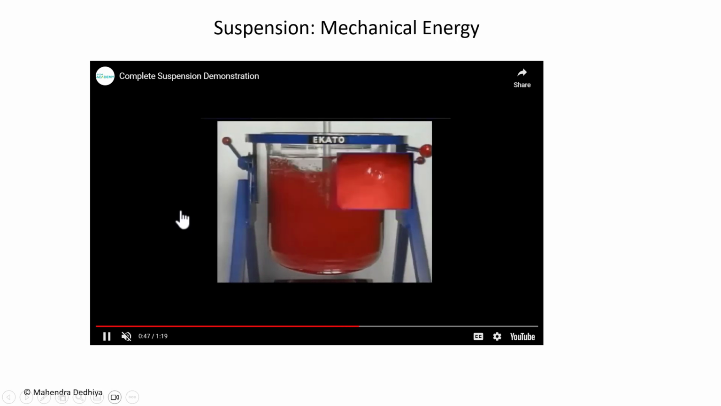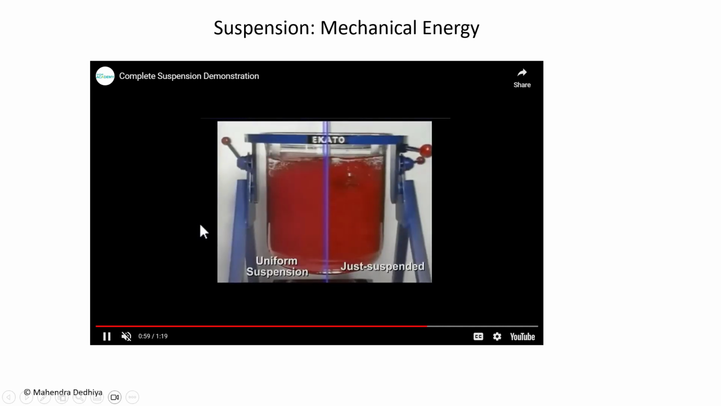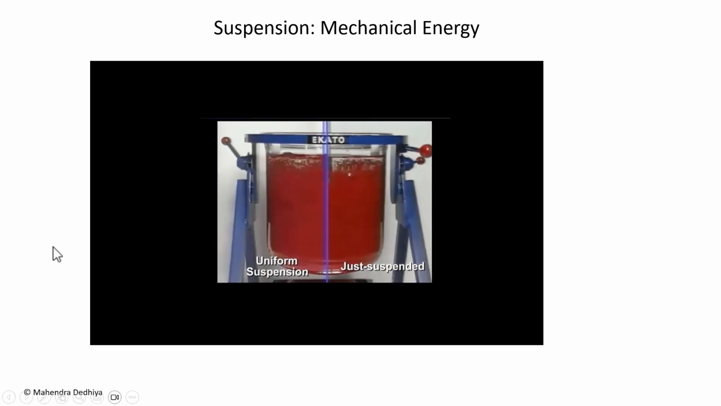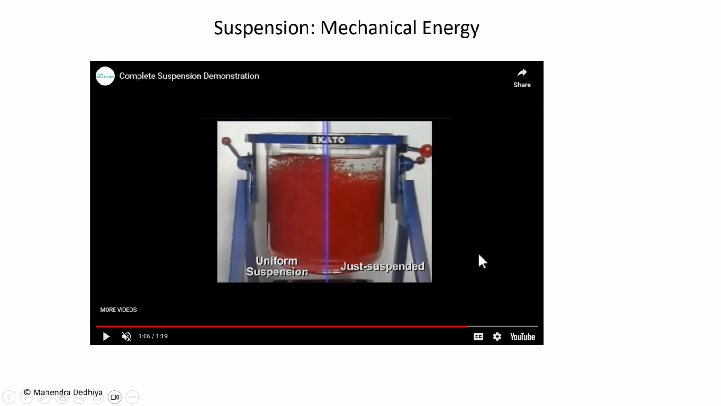Both views show this, however, in this view, as we increase mixing energy sufficiently, the suspension will be uniform, as it can be seen here. So we need to provide sufficient mechanical energy.